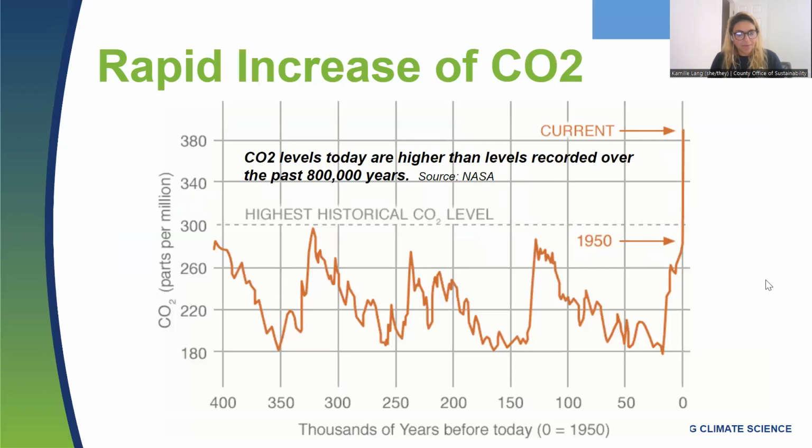You can see from this graph that over time, there's been a rapid increase of CO2 in our atmosphere. The CO2 levels today are higher than the levels recorded over the past 800,000 years. It's really hard for me to even think of that amount of time, 800,000 years. But you can see on this graph that the amount of CO2 in the atmosphere has gone up, gone down. It's fluctuated over time, right? You can see that with this part of the graph.